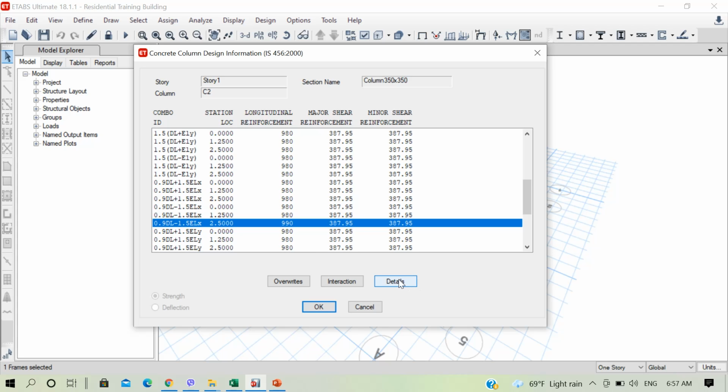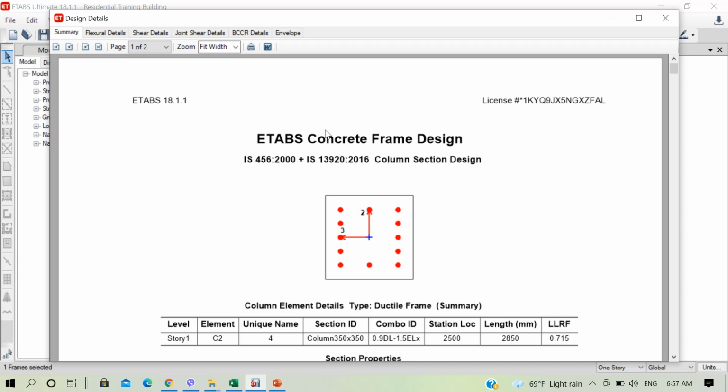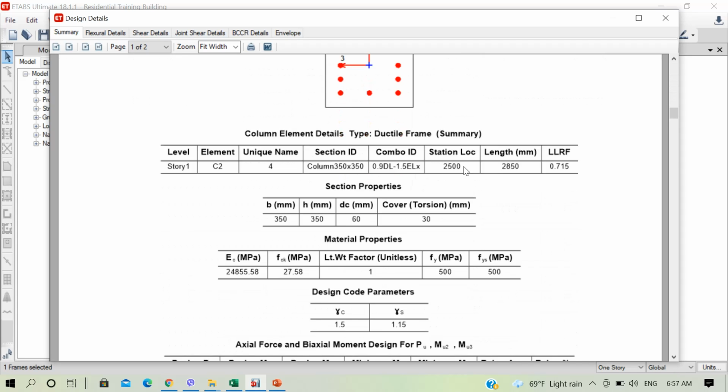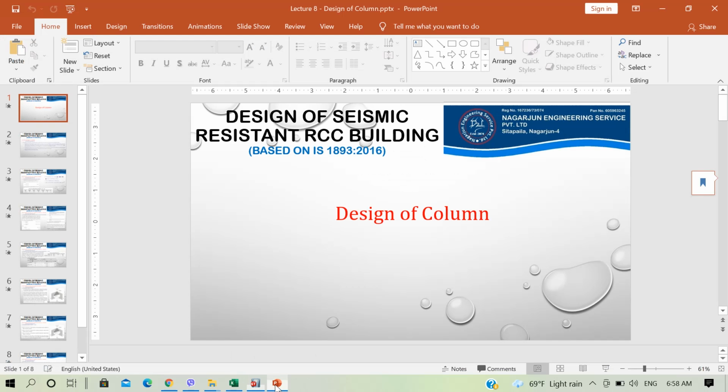If we click on this menu details, then you will see the various design that ETABS has performed, and from this design you get the rebar percentage 0.81, or 990 mm square area. So how is this design performed? Let's see that in today's lecture. So I'll go to my presentation.